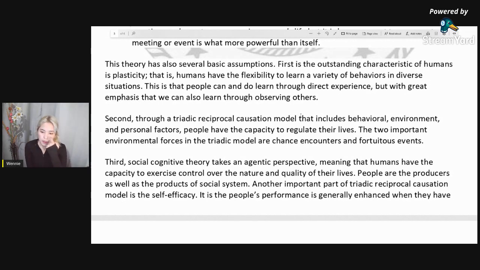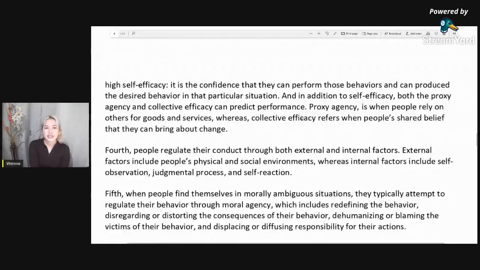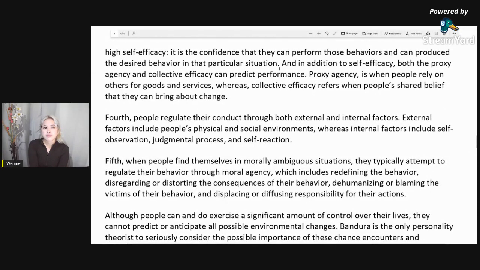So another important part of the triadic reciprocal causation model is the self-efficacy, which means that people's performance na nagagawa natin or kaya nating magpalabas ng desired outcome or desired behavior out of that particular situation. And in addition to self-efficacy, we have the proxy agency and the collective efficacy na nagpipredict din ng performance. Proxy agency is when people rely on others for goods and services, whereas collective efficacy refers to when people share belief that they can bring about change.